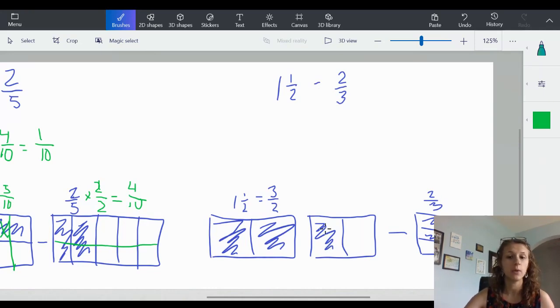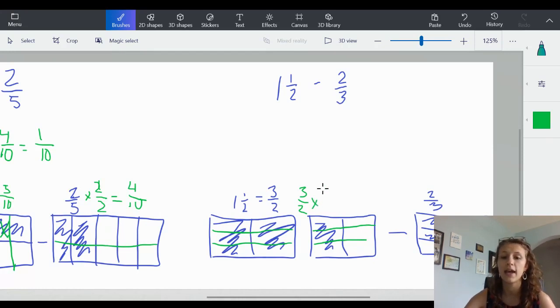So I've shown my 1 1/2, and I've also reminded myself that 1 1/2 is the same as 3 halves, because I have 1 whole, which is the same as these 2 halves, and then 1 more for a total of 3 halves. So here's my 3 halves, and I'm taking away that 2/3. I'm going to mirror the lines on each of them, so that I can find an equivalent unit. So I'm going to show my thirds on my halves, and I'm going to represent my halves on my thirds. And I can see that I've now got an equivalent unit of 6.